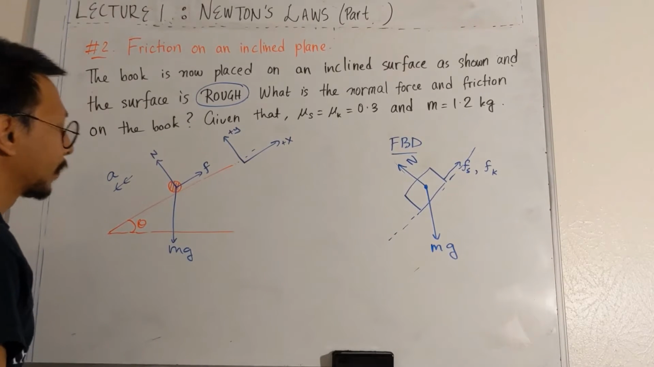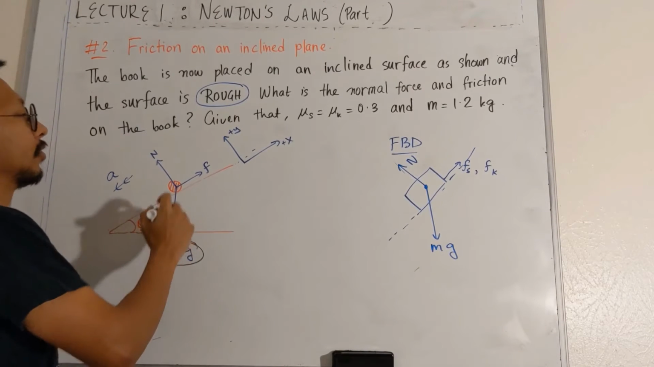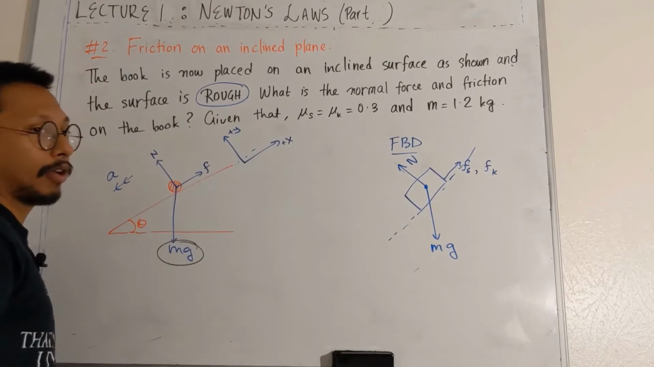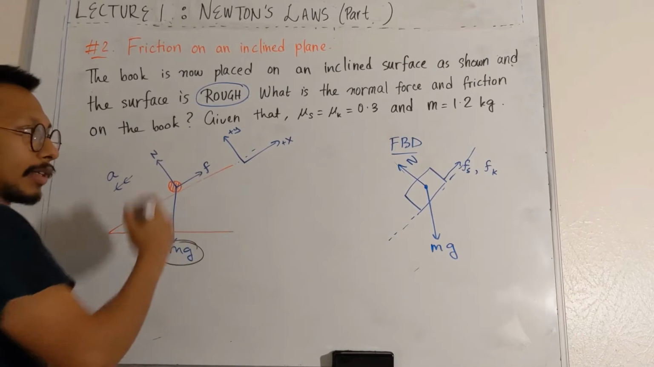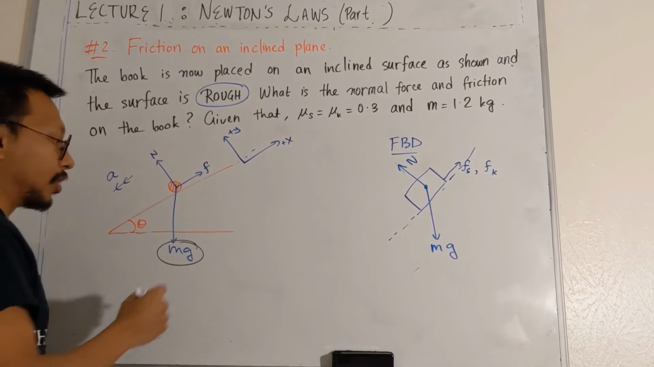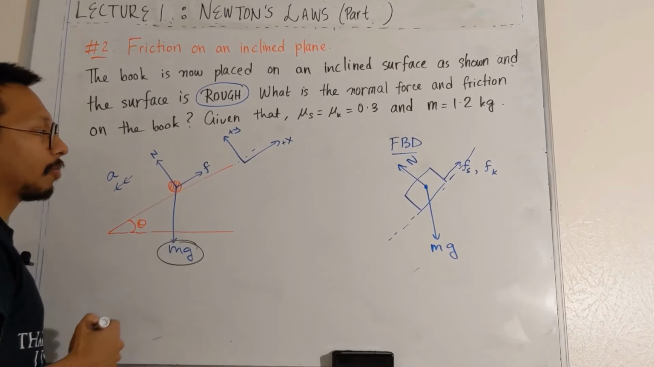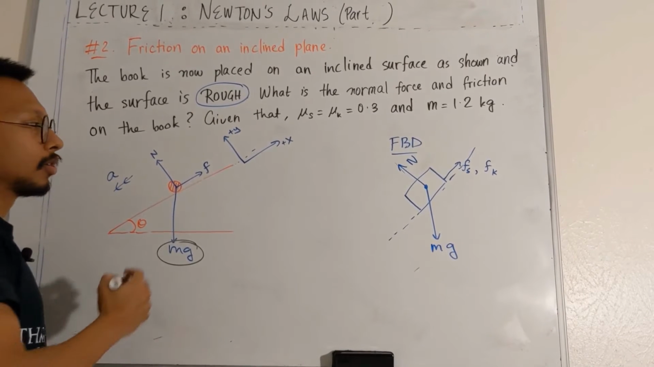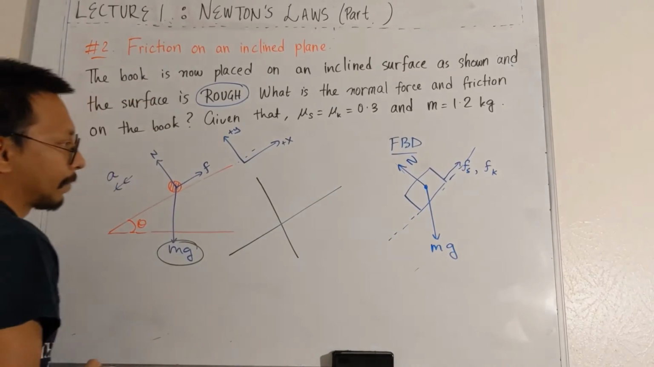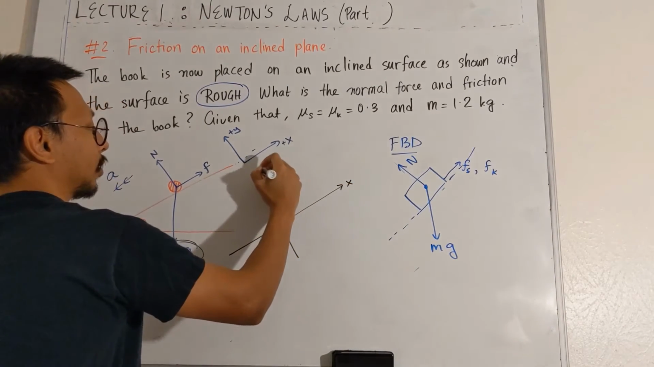However, mg, the weight of the particle, is not oriented either parallel or perpendicular to the x-axis or y-axis. It is not oriented with the chosen coordinate system. So what we need to do is break mg down into its components. So remember, components must be along our chosen coordinate system. So let's enlarge this and see what this looks like. This is plus x, plus y.